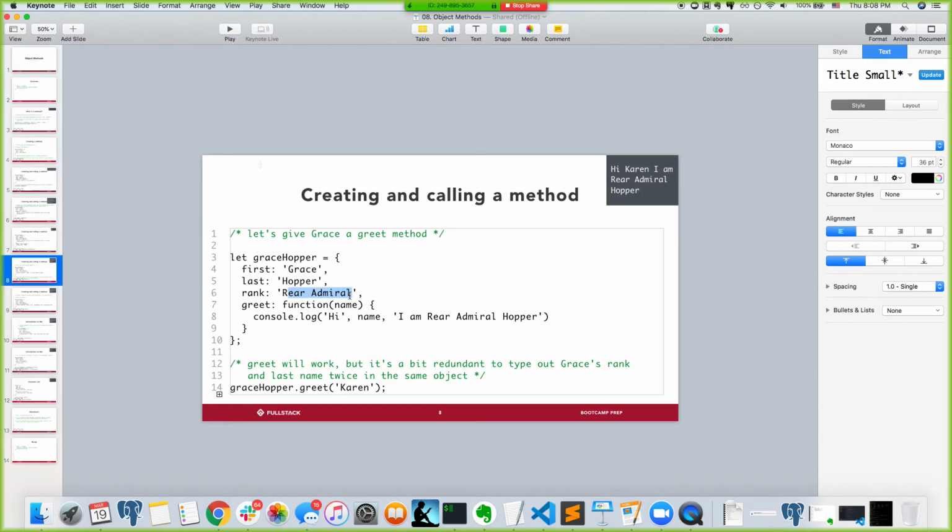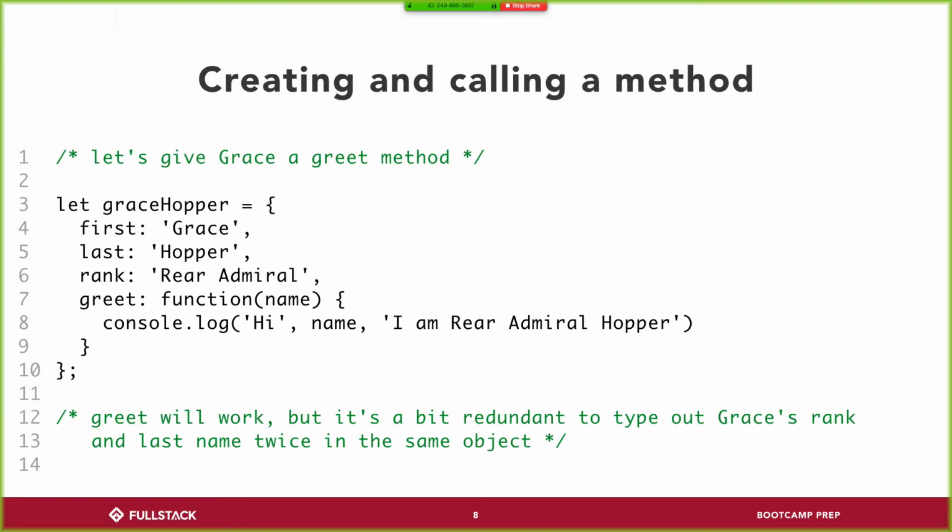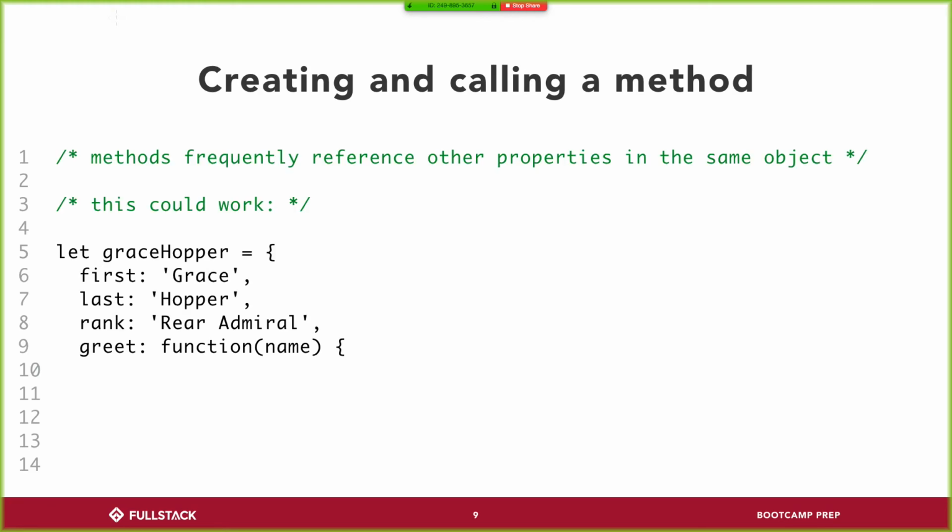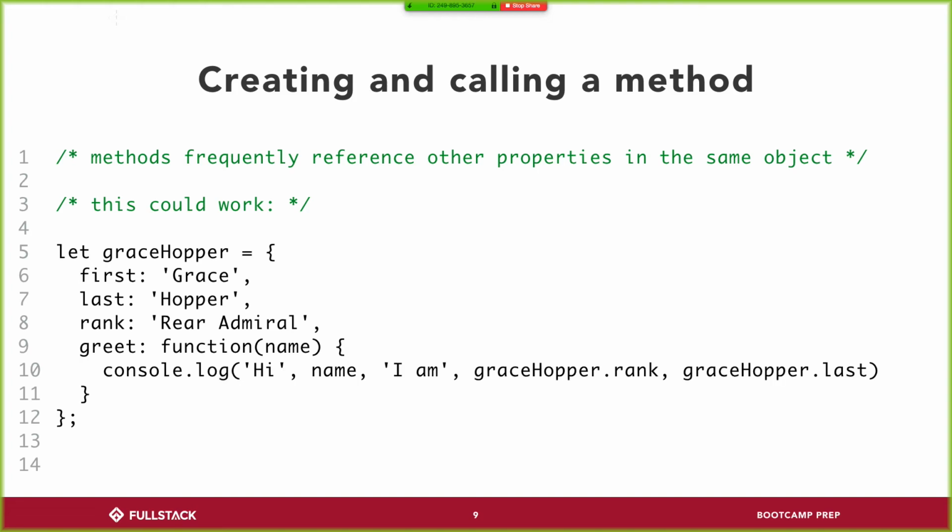If I have this function, it's hard coded to Rear Admiral Hopper. So how can we change this? So methods, you could do something like this. Hi, my name is name. And then I'm just using gracehopper.rank, gracehopper.last, and now it's a variable. It's something where it could work for different ranks and different names.